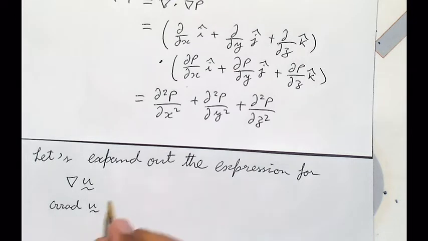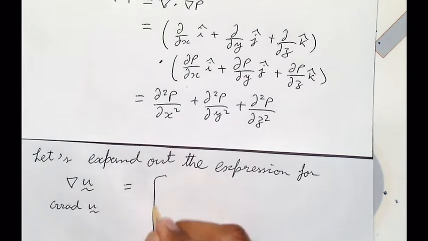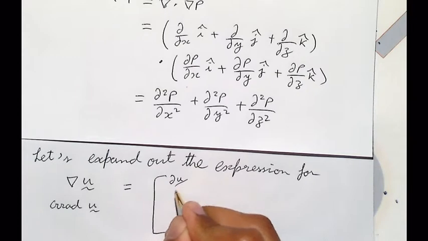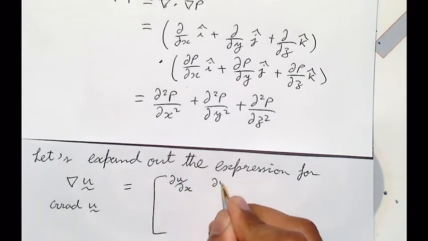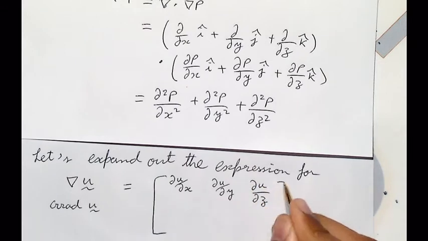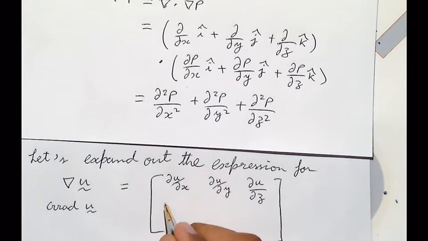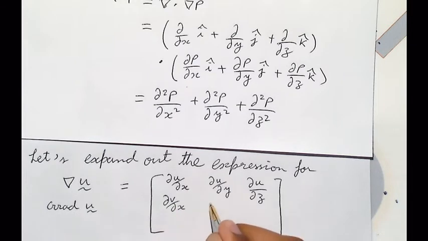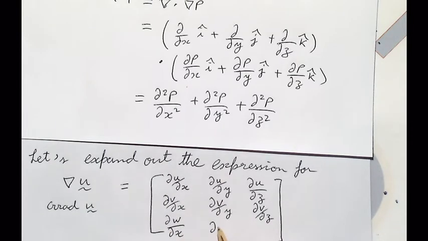So this is actually written as, okay, we just take the first component of u, or the first row, del u by del x, del u by del y, del u by del z. Okay? You tell me, what goes in the second row? Del v del x, del v del y, del v del z. Exactly. And the third row is the same thing for the w component.